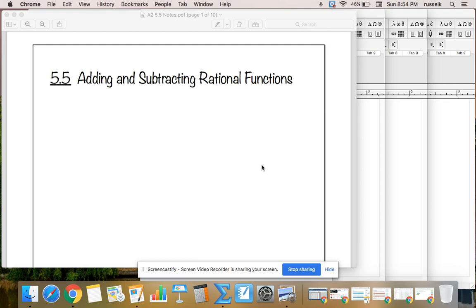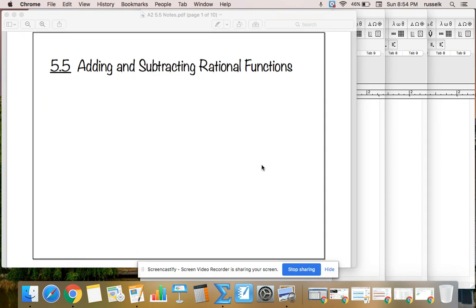Today we are going to look at section 5.5, adding and subtracting rational functions. Just like we've been doing, we want to combine these fractions, but this time using adding and subtracting instead of multiplying and dividing.